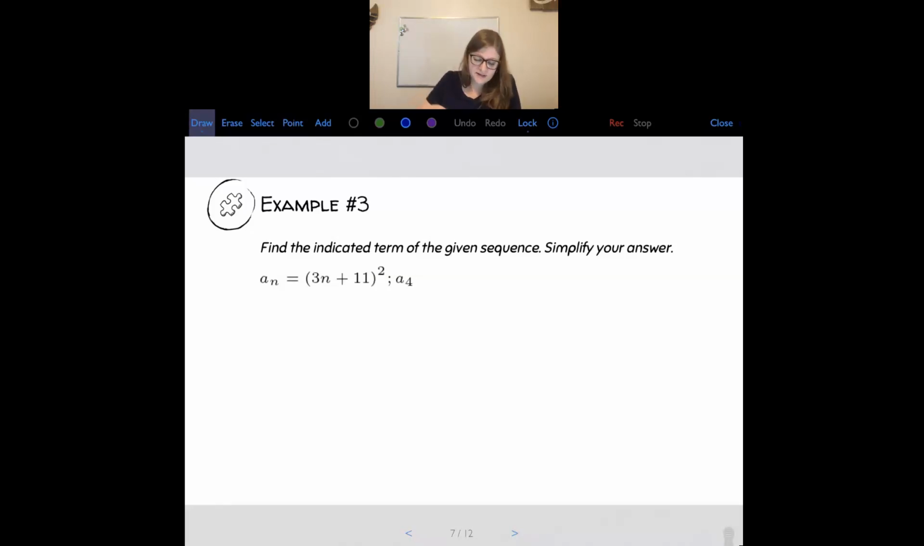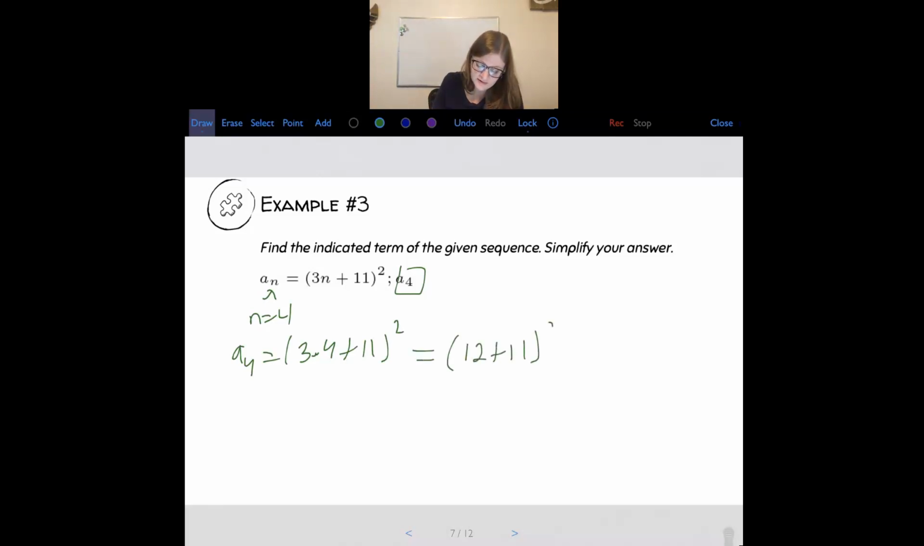And that semicolon means that we are looking for a sub 4. So in order to get a sub 4, we plug in n is equal to 4. So we have 3 times 4 plus 11 squared. You still follow order of operations when you're simplifying, so we do the multiplication inside the parentheses first. We still work with the parentheses, so this is 23 squared, and 23 squared is 529. So this would be a sub 4 for this sequence with the given general term.